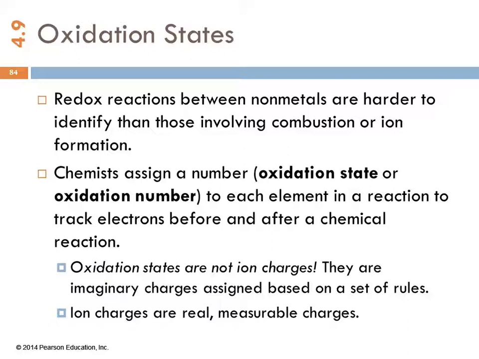When we get redox reactions between nonmetals like hydrogen and chlorine, those are a lot harder to identify than combustion. Combustion's easy because one of the reactants is oxygen. And when ions are formed, those are easy to spot. So we use what's called oxidation states or oxidation numbers as a way of tracking electrons before and after a chemical reaction to help us identify, is this a redox reaction or not?